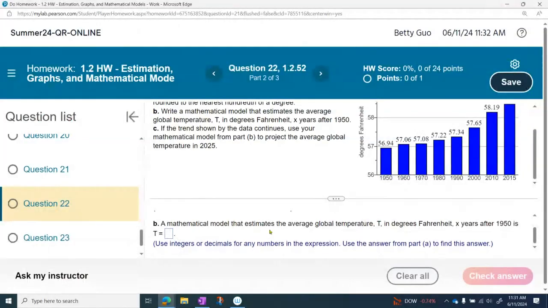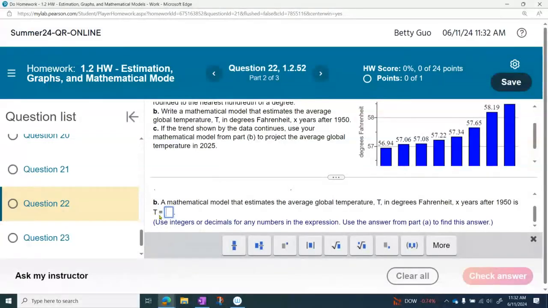A mathematical model that estimates. As you can see, it's not exactly a linear straight line, so this is just an estimation. In degrees Fahrenheit, x years after 1950 is. Be aware, you already have T equals outside the box. So you do not enter this again, okay? You already have T equals, the y value equals, the function equals. So we are going to enter 0.02x plus the initial temperature, 56.94. See that?